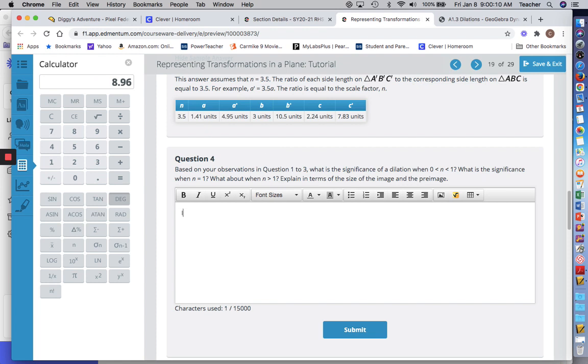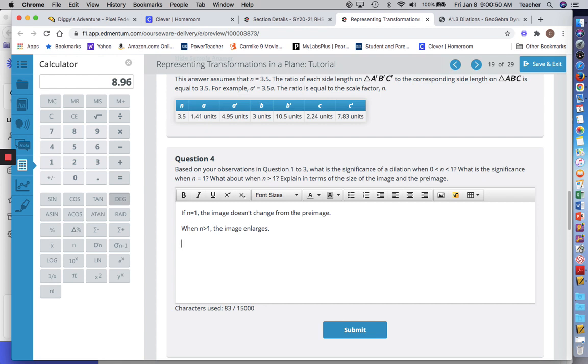All right, so if n equals 1, let me do this one first. The image doesn't change from the pre-image. It's going to be the same. It's going to just lay on top of itself. All right, so how about when n is greater than 1? When n is greater than 1, the image enlarges. In other words, it gets bigger. Okay.